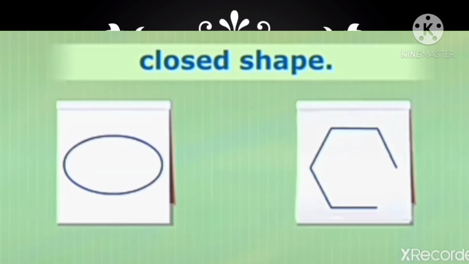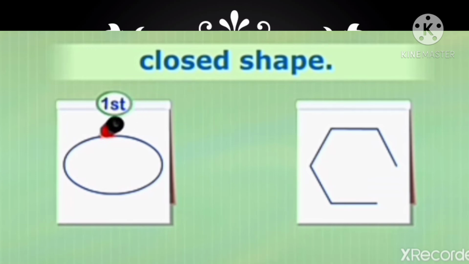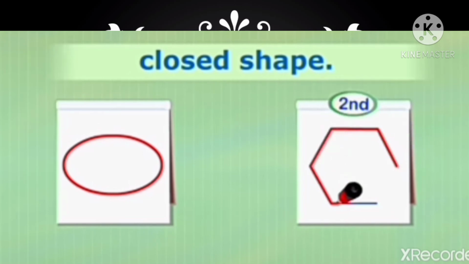Here there are two shapes, and the first shape is an oval, and if we move the pencil around the shape, it has no break. It means we can say it is a closed shape. And in the second shape, if we move the pencil, it cannot reach the final position because there is a break in the shape. So we can say it is an open shape.